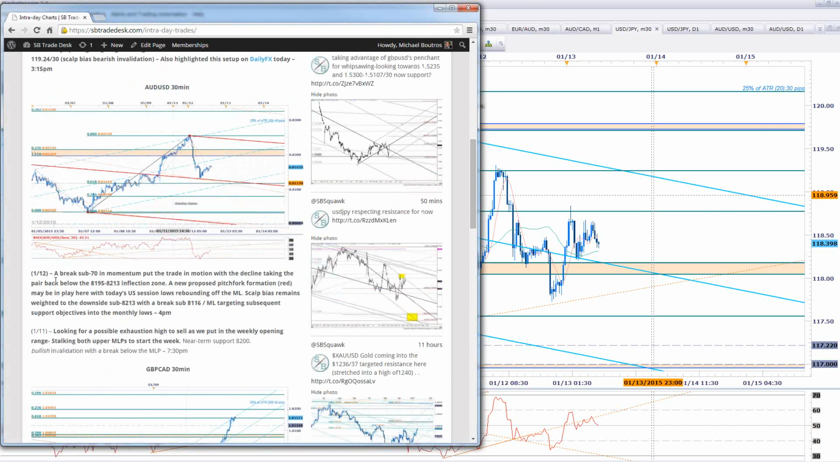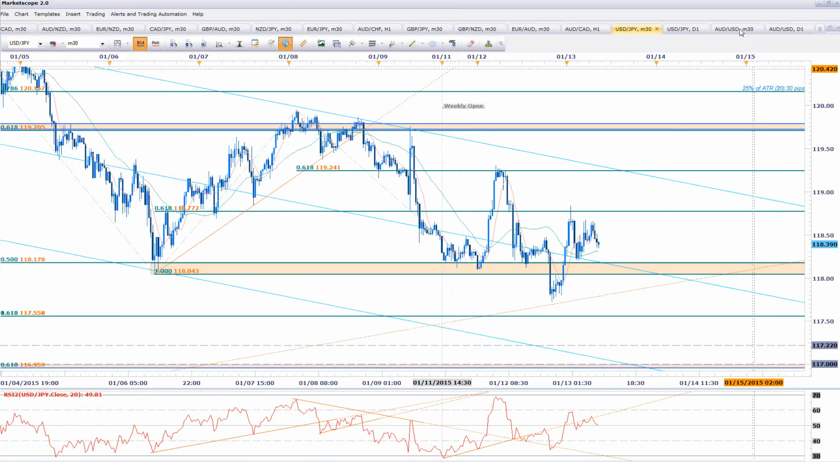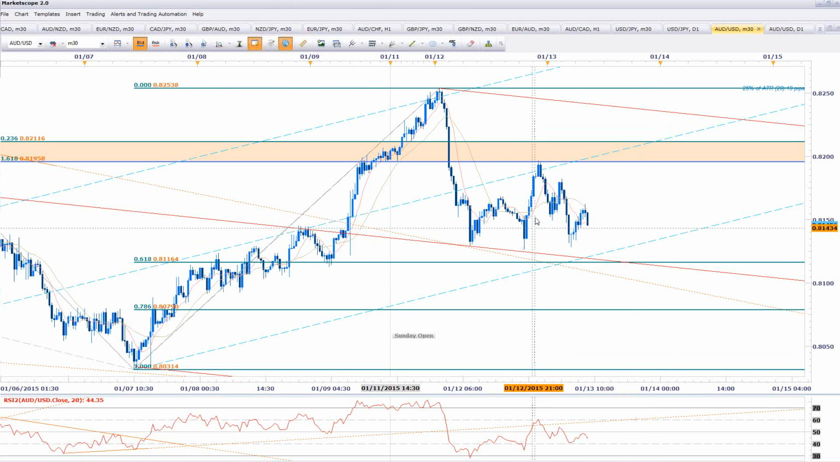Here's what Aussie dollar looks like right now. So again, just a reminder, I try to keep the biases as clear as possible. So the scalp bias remains weighted to the downside sub 82.13 with a break sub 81.16, the median line targeting the objectives into the monthly low. Here's what the Aussie looks like right now. Okay, so there's that rally right into the median line. That reacted again. Remember, this is our near-term bearish invalidation level. So right off the bat, you're coming into here looking for short exposure.